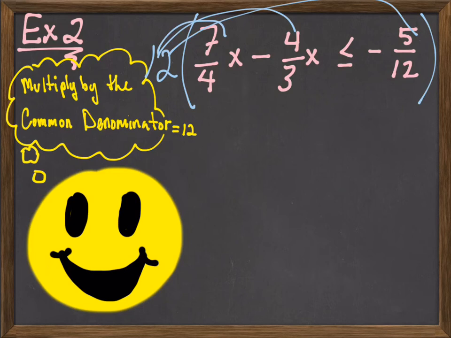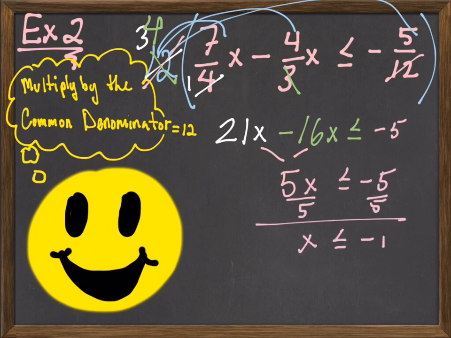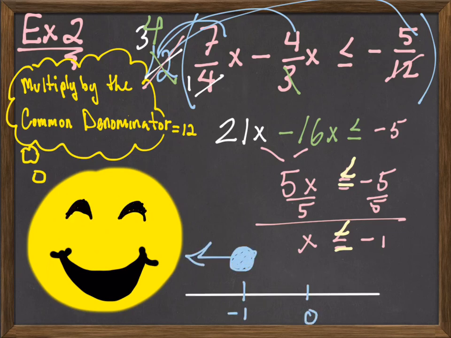When I do that, with the first term, 12 over 4 reduces to 3 over 1, and 3 times 7 is 21, which gives me a 21x. For the next one, 12 over 3 is 4 over 1, so 4 times 4 is 16x. And then 12 over 12 just cancels out and gives you a -5. Combine like terms, divide. I didn't divide by a negative, so the inequality stays in the same direction because I was just dividing by a positive. Then we graph the solution, and we're happy campers.